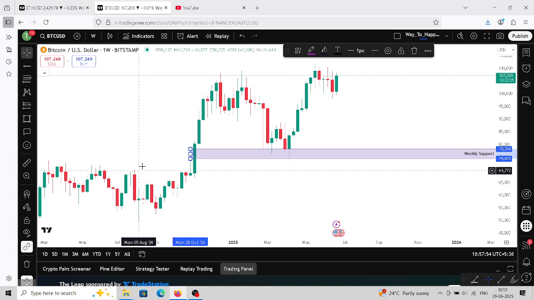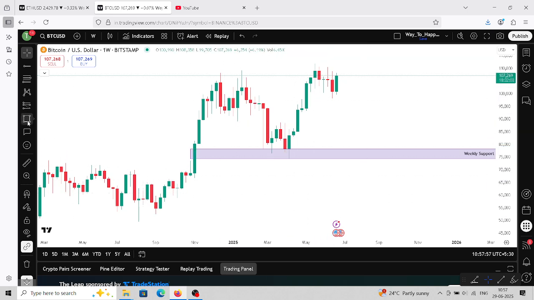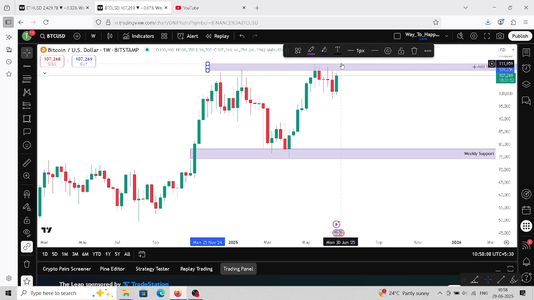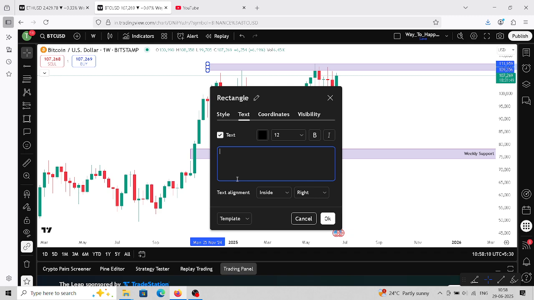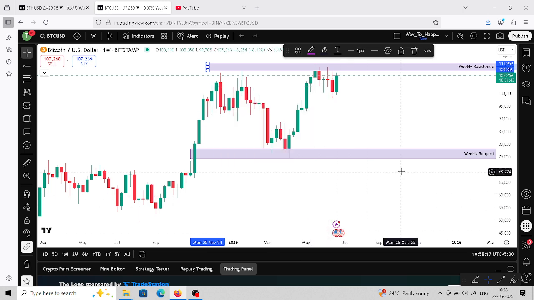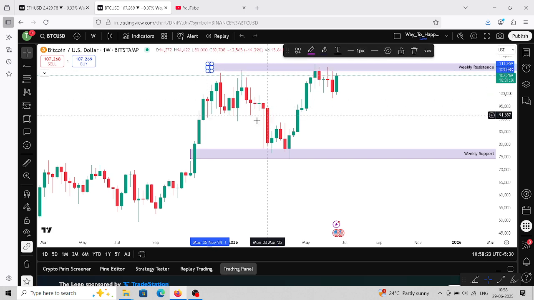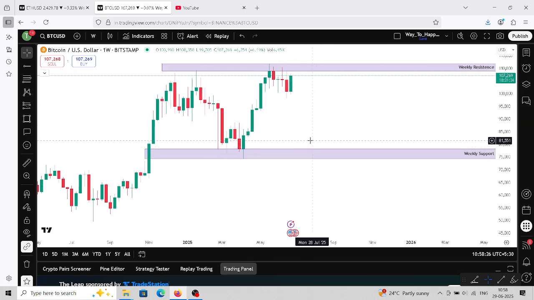And then what else do we have? We have this, which is the weekly resistance, I would say. Okay. So, weekly resistance. Yep. Because it's a weekly chart, we can make the weekly resistance from here. Okay. Now, what else do we have?